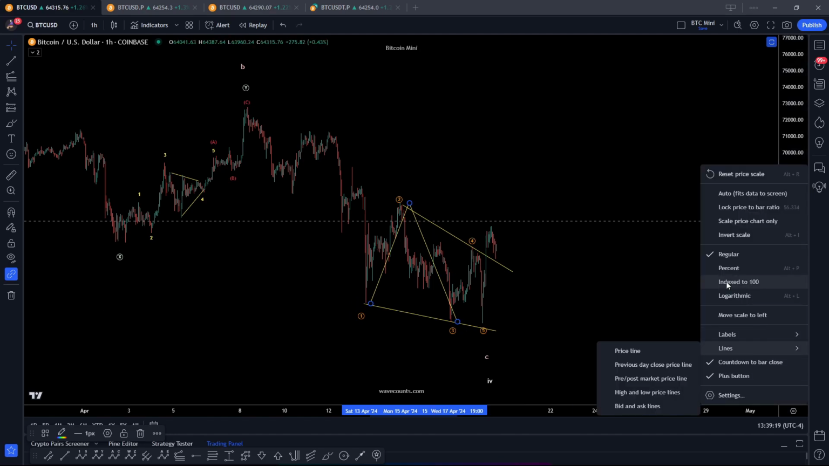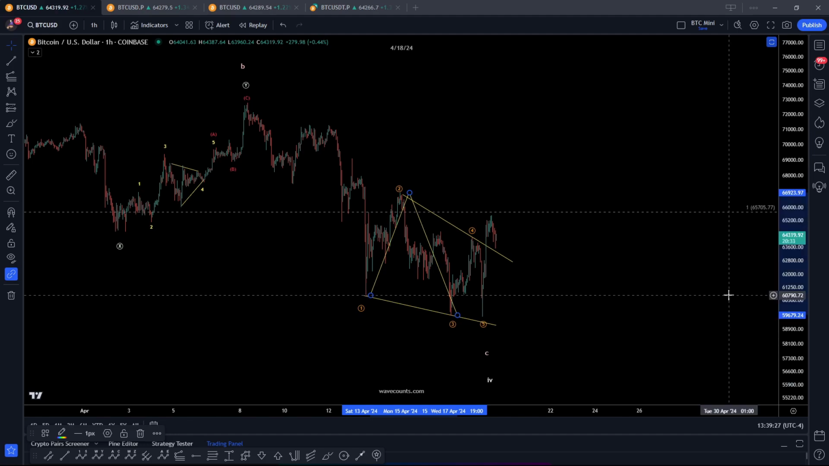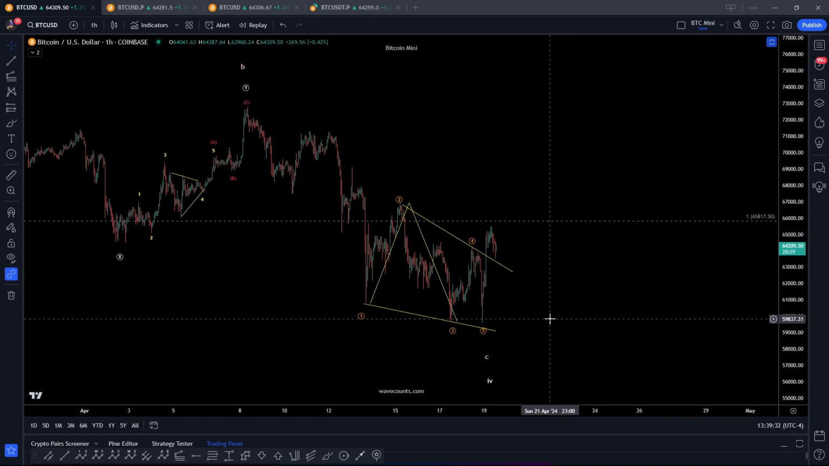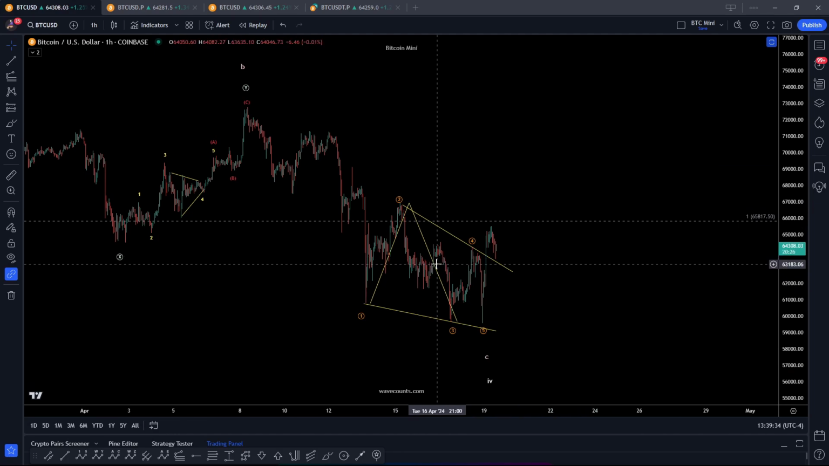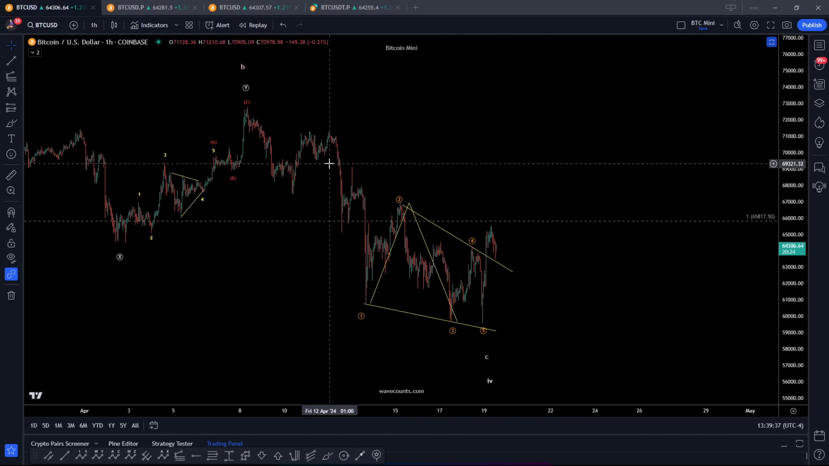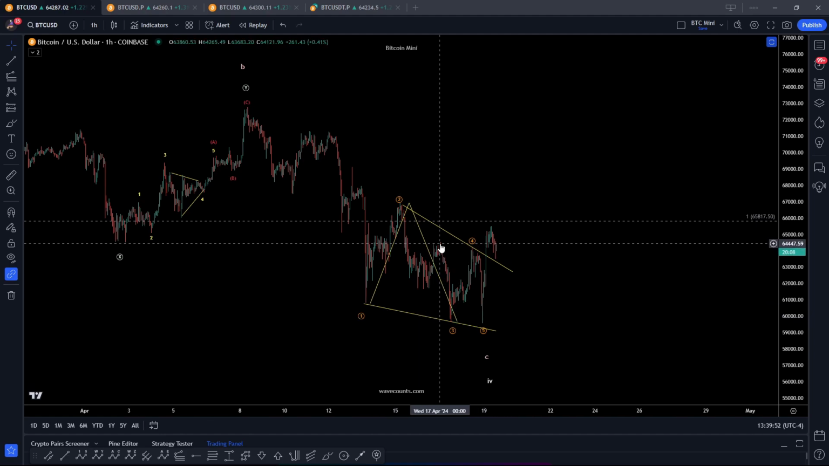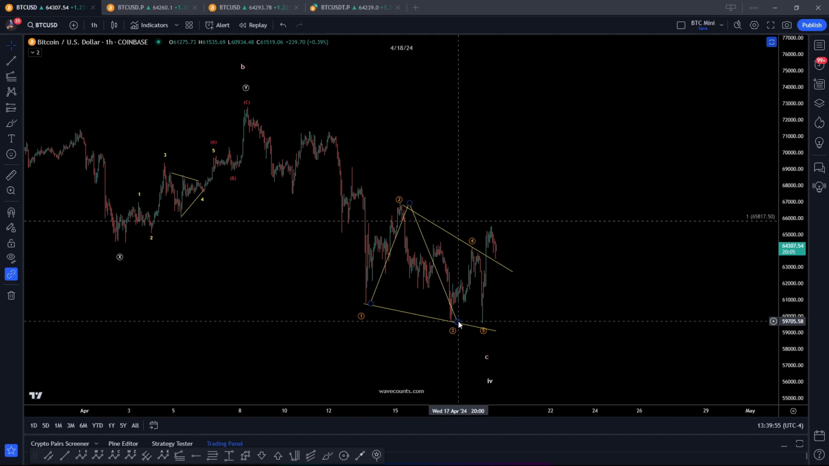You also want to make sure that you're in linear when you do this. As you can see, my log is not checked. It would be the same either way. You can see I go to log, it's the same thing, but sometimes it's not. What's important is this is linear. At any time frame, any degree, when you're measuring length rules, it must be done in linear. Fib guidelines and all that stuff, linear or log, take your pick, whatever makes the most sense. But length rules must be done in linear.